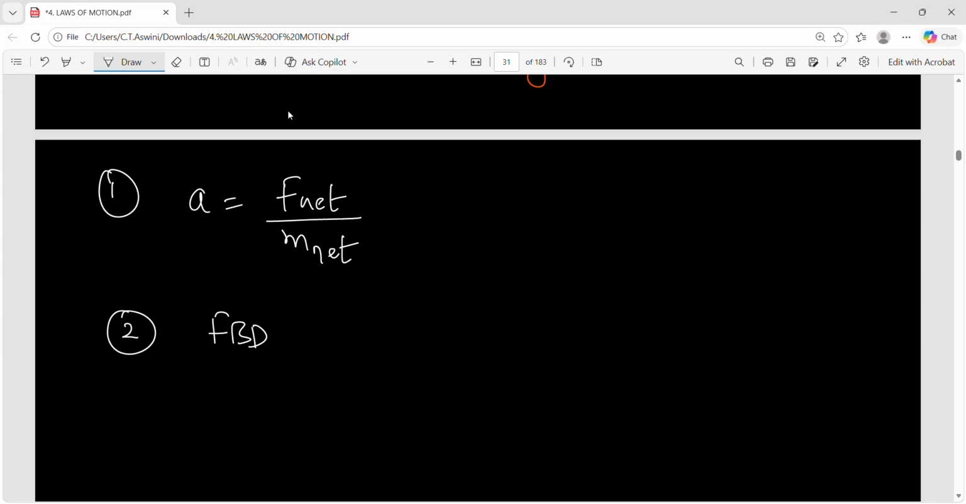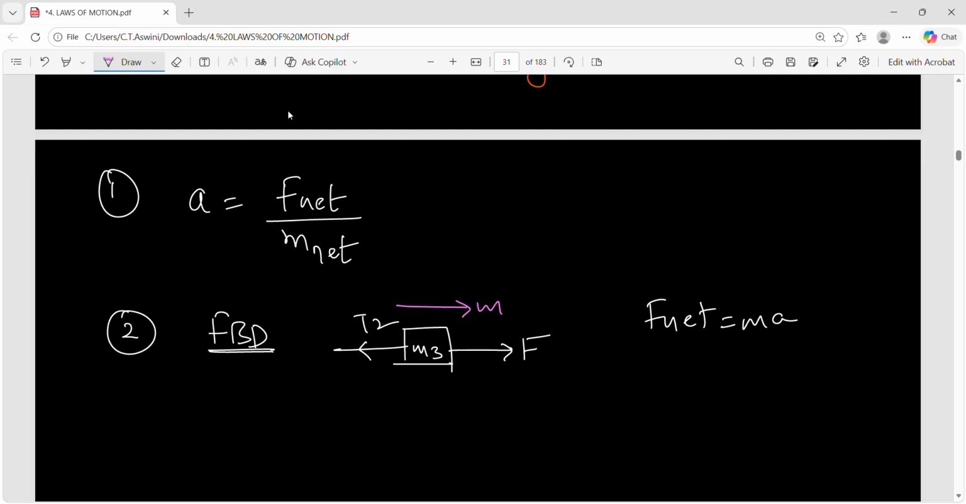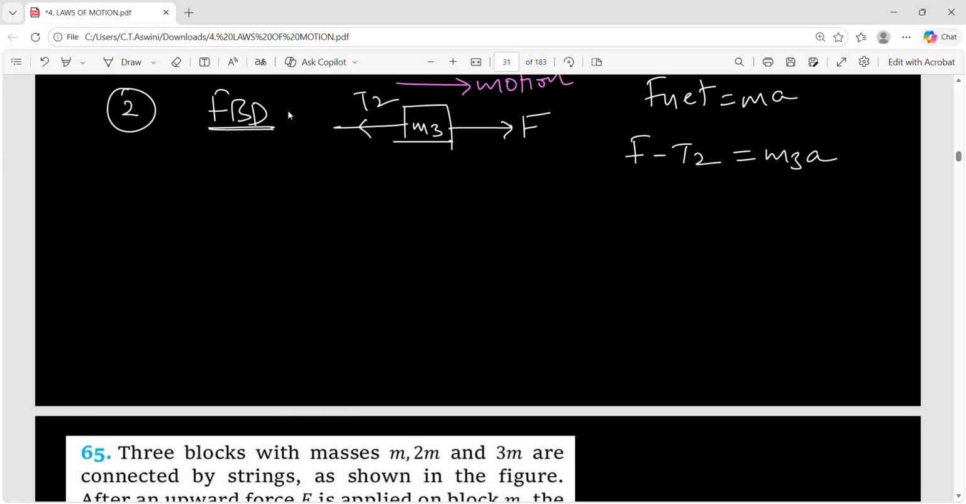And next you have to construct the FBDs, that means free body diagrams. Suppose I take M3 here, some external force F is applied on it, and at the back of it, there is a tension force T2. So if I apply F net equals MA for this, what do I get? What is the direction of the motion of the blocks? This is the direction of motion, right? So what should I write for F net now? F minus T2 or T2 minus F? Motion is in the forward direction. So F minus T2 equals M3 into A. Clear? Like this, you have to write the equations for the given blocks.